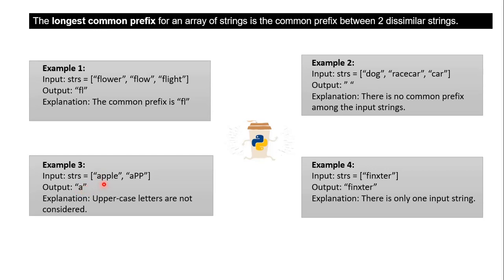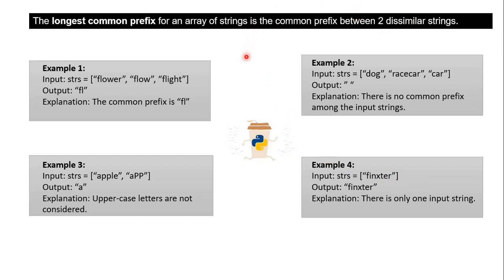Now you might be wondering that both these strings have the prefix APP. However, uppercase and lowercase letters are not considered to be the same. Therefore, the output is A. This means that this question considers that the strings are case sensitive. Now let's have a look at another example. Here we have only one string, and in that case you have to return the entire string because that's the prefix in this case. So I hope now you have an idea about the longest common prefix.